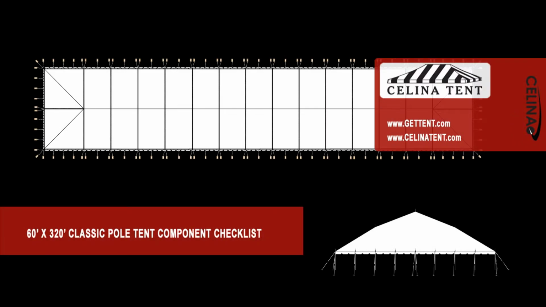This is an overview of the components required to set up a 60-foot by 320-foot classic pole tent from Celina Tent. This tool may be used to measure and compare existing pole components to ensure compatibility.